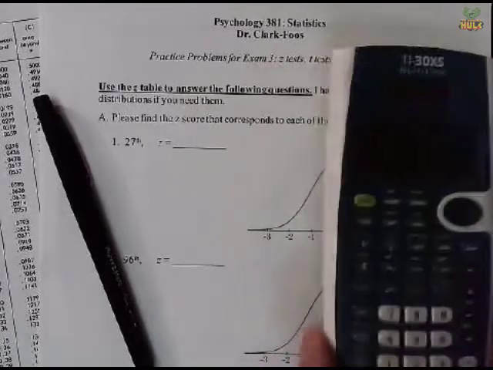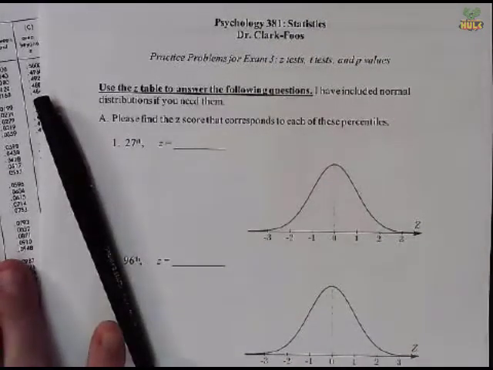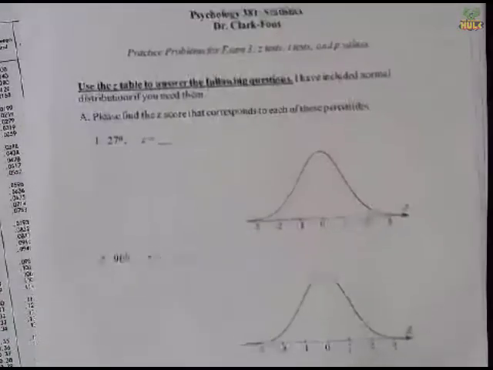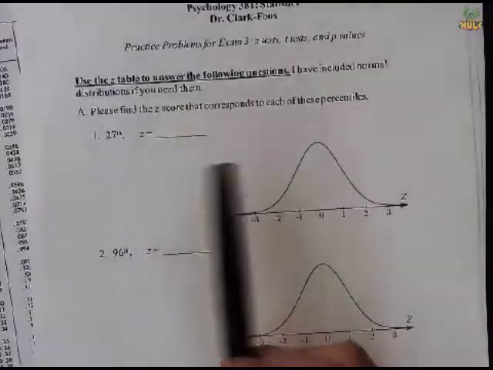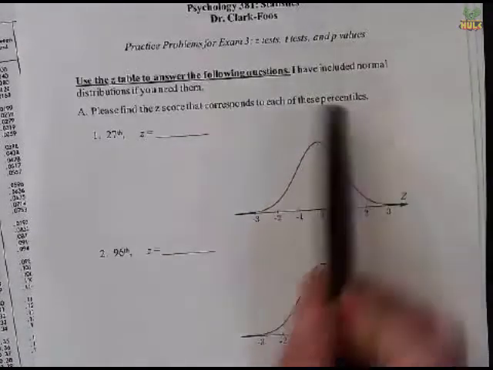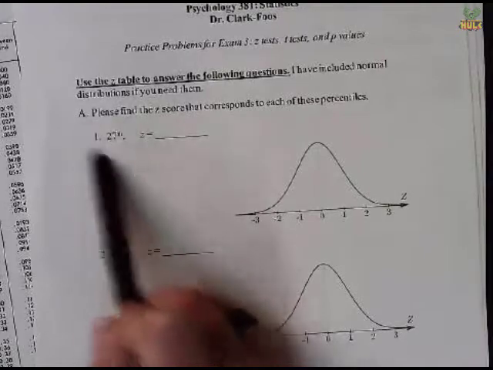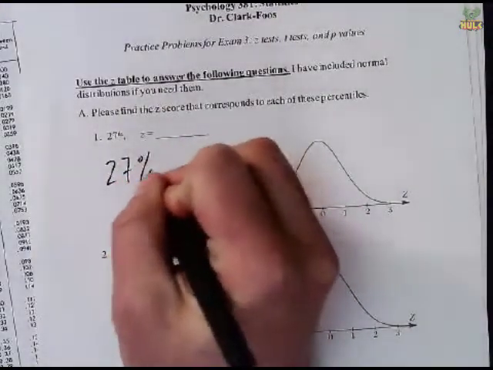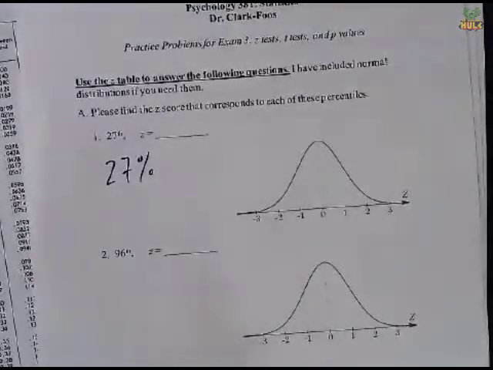Okay, so we need a calculator, our Z table, something to write with, obviously, and the problems themselves. In this first problem, it says, please find the z-score that corresponds to each of these percentiles. So we're told the 27th percentile, which means 27% of the population falls at or below that score.